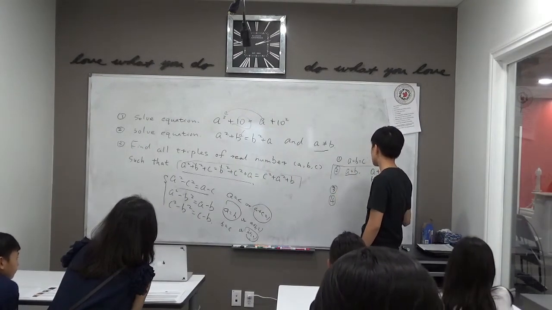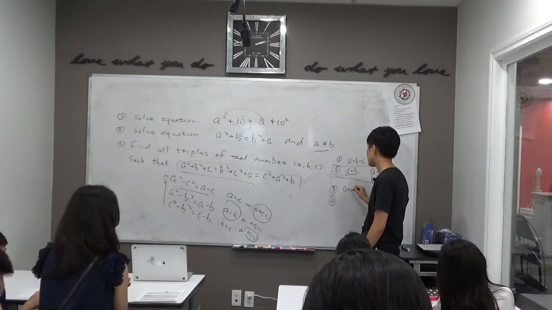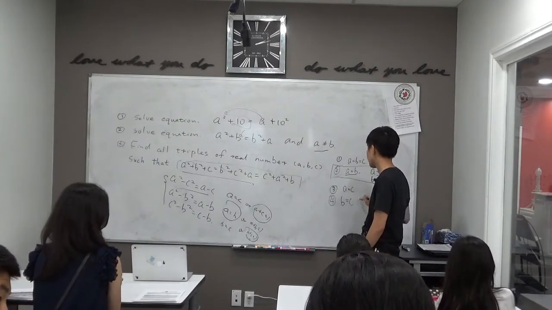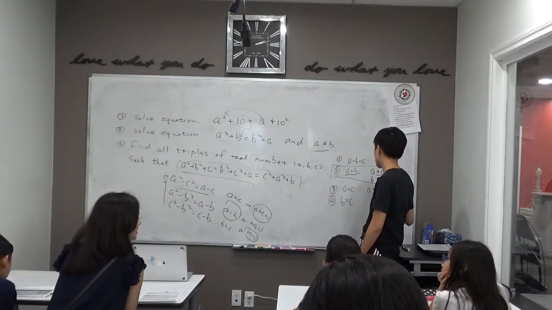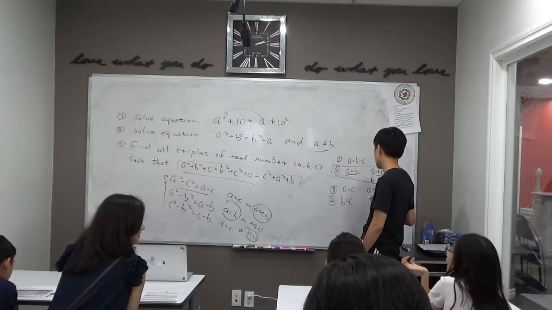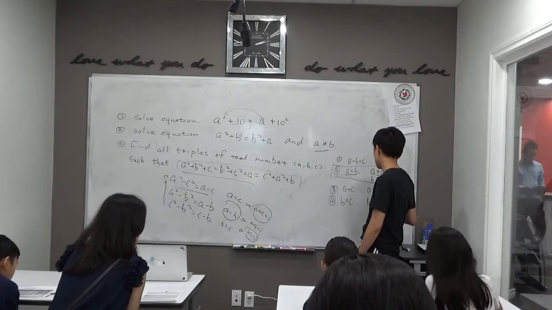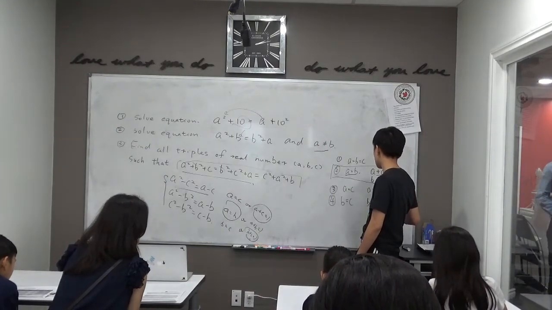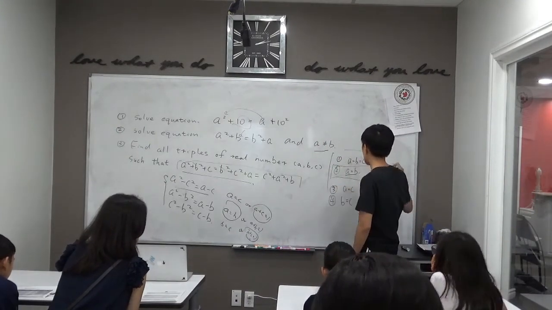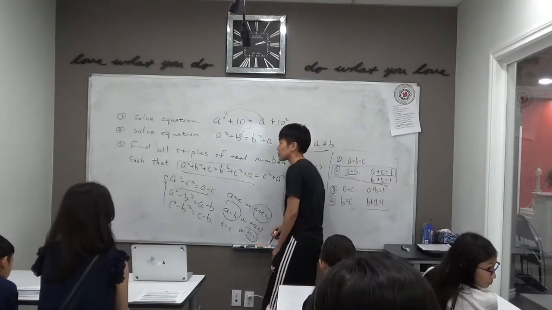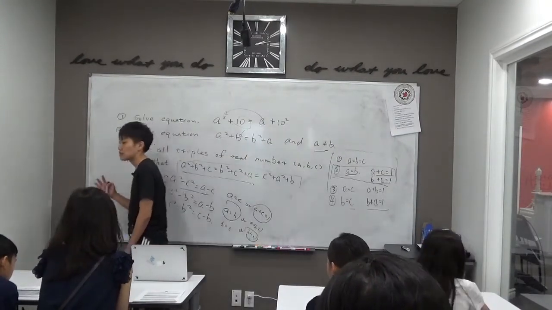And also I can write a similar thing for this solution: A equals C, or B equals C. For this one, A plus B equals 1, and for this one, B plus A equals 1. Same thing, right? So basically I have this set of solutions with four possibilities, right?